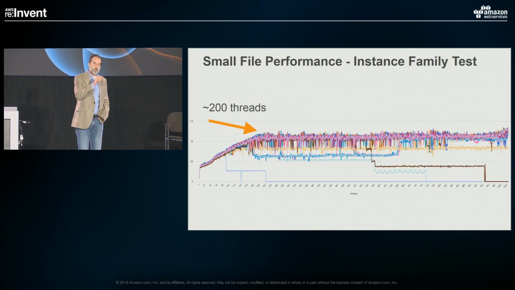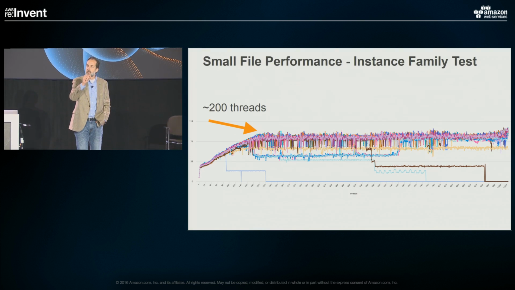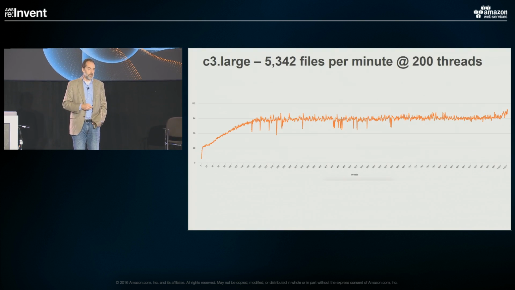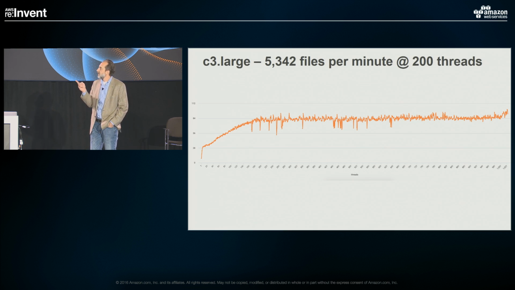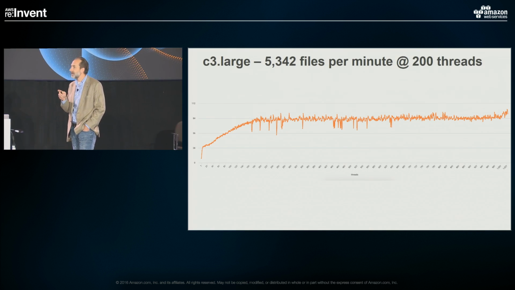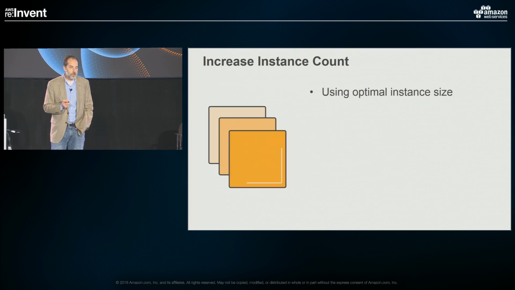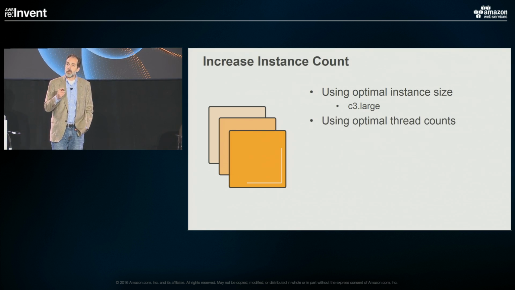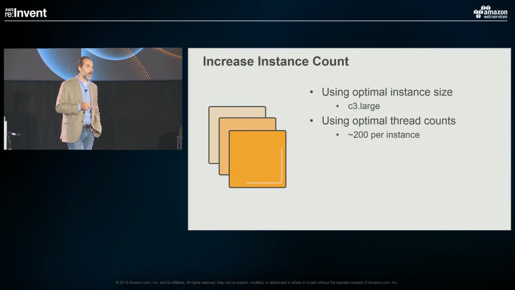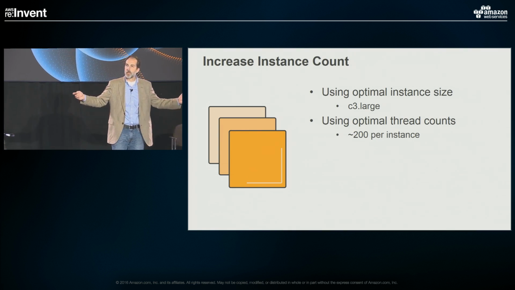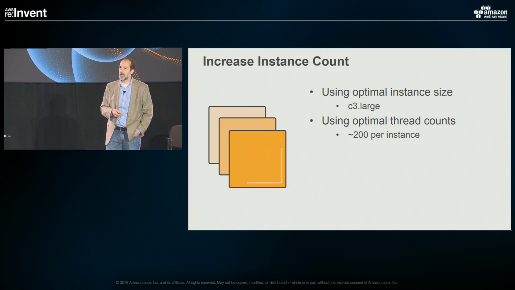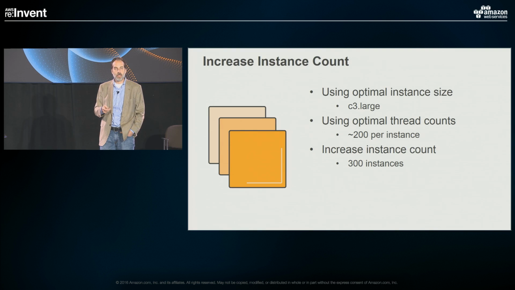So we wanted to find the best instance type at the least cost. That brought us to the C3 large instance type. And we were able to push through a little over 5,000 files per minute when we did this at 200 threads. All right, so now we have the optimal instance size. We have the optimal number of threads. So now we want to go parallel. We want to increase the number of instances. So we decided, let's go ahead and try out 300.